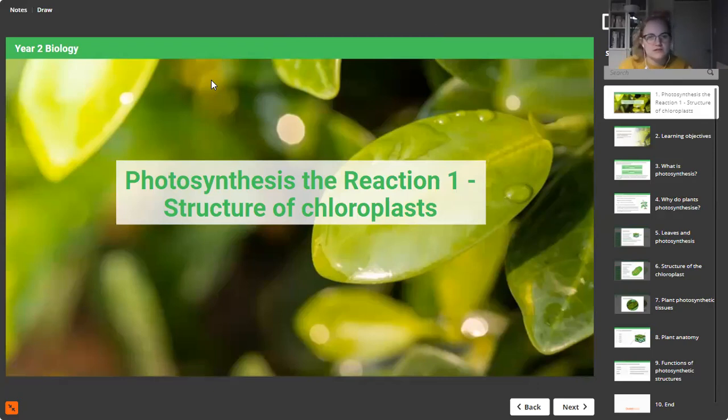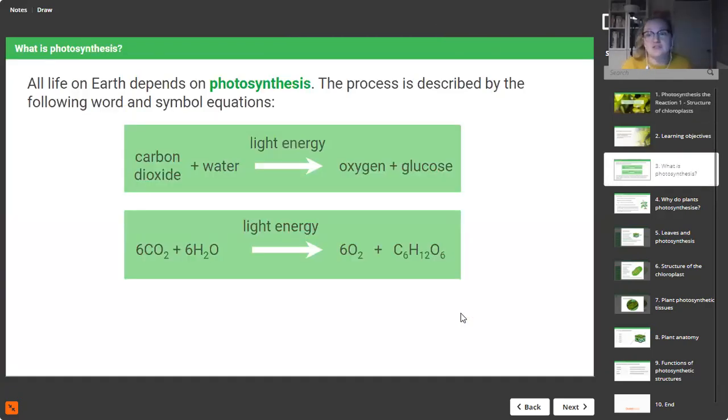The reason that we look at it in 4 sections is because basically up until now you've always just done the equation, which I'll pop up here. This is the equation you've probably always seen, and we've always simplified it a lot. We've always said, okay, photosynthesis is the process where light energy is used to convert carbon dioxide and water into oxygen and glucose. And that's as far as we've gone.